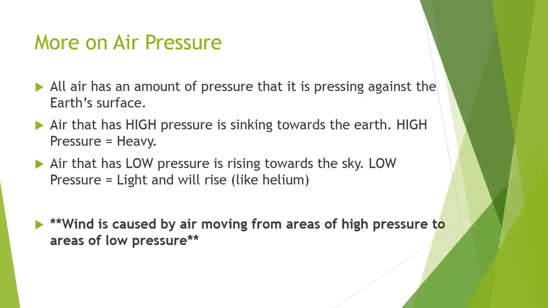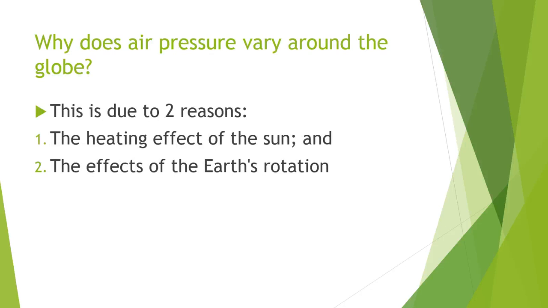Air that has low pressure is rising towards the sky. So low pressure equals light and will rise, like helium does when you put it in a balloon. So we can relate the H from the word high to the word heavy. So high is heavy, the L from the word low to light. Low is light and will rise. This is an important statement here. Wind is caused by air moving from areas of high pressure to areas of low pressure, which we're going to look at more in a moment.